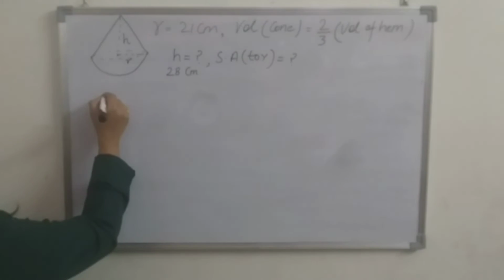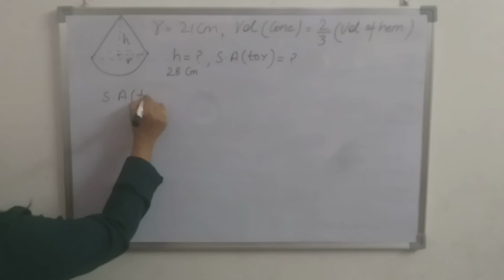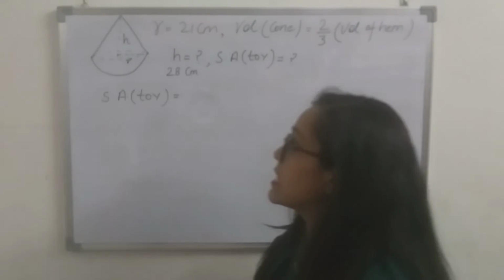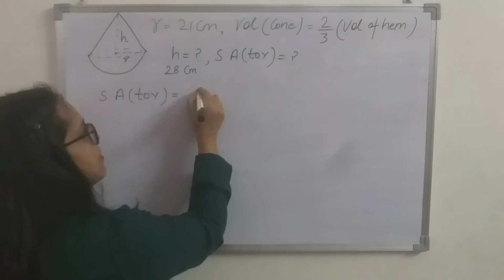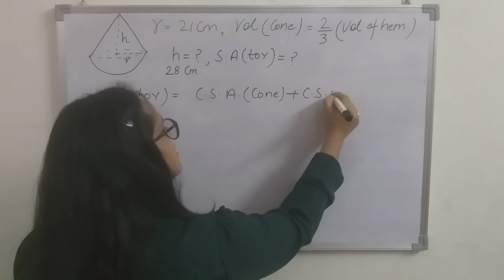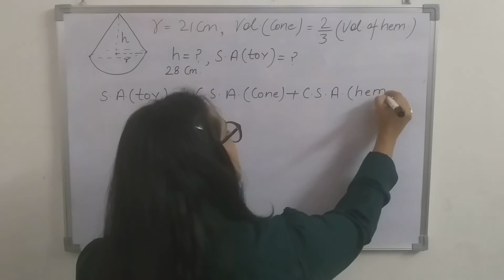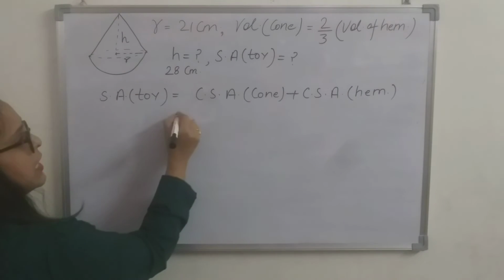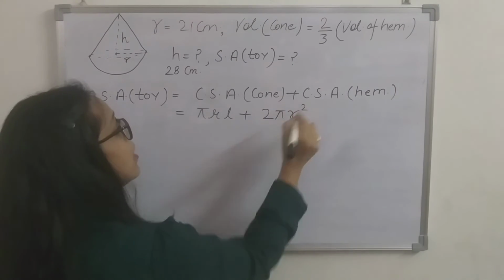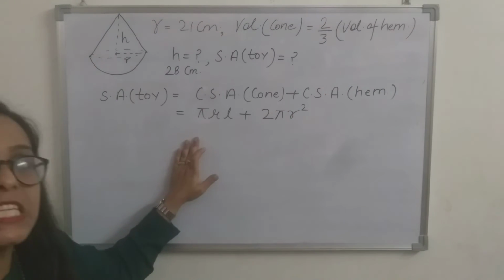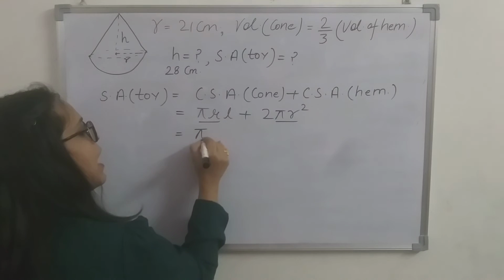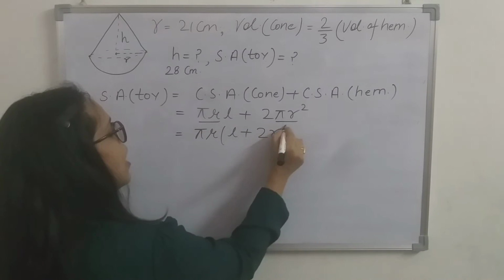Now the SA of the toy. See the diagram very carefully. The toy is made up of a hemispherical part plus a cone part. So its surface area will be divided into two parts. This will be the CSA of cone plus the CSA of hemisphere. The CSA of cone is what? It is pi r l, and the CSA of hemisphere is 2 pi r square. Before putting all the values, first of all we will make this expression simple. Okay, so I will take pi r common from here, pi r. Here will be l and here 2r will remain.